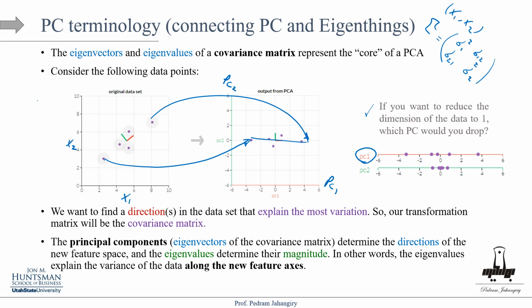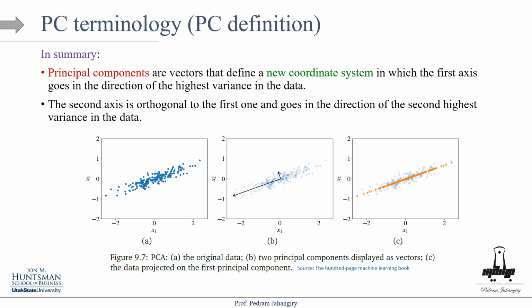Okay. So in summary, principal components are vectors that define a new coordinate system in which the first axis goes in the direction of the highest variance in the data. The second axis is orthogonal to the first one and goes in the direction of the second highest variance in the data. The third axis is orthogonal to the first two and goes in the direction of the third highest variance in the data, and so on.